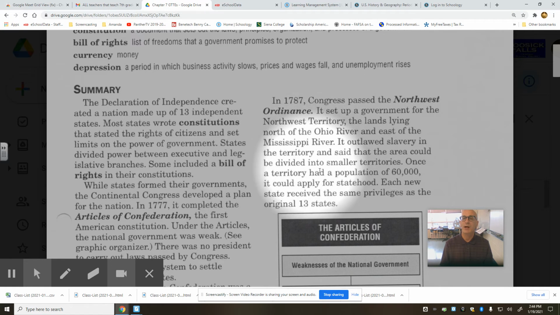We will talk more about this Northwest Ordinance and the mechanism by which new states were added to the Union. But the important thing right now to know is that once a territory had a population of 60,000 people, it could apply for statehood. All right, it could apply for statehood at that point.